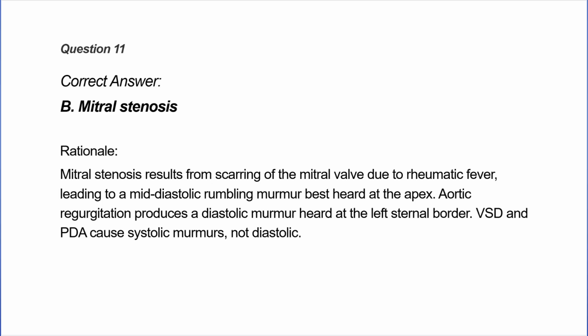Mitral stenosis. Rationale: mitral stenosis results from scarring of the mitral valve due to rheumatic fever, leading to a mid-diastolic rumbling murmur best heard at the apex. Aortic regurgitation produces a diastolic murmur heard at the left sternal border. VSD and PDA cause systolic murmurs, not diastolic.